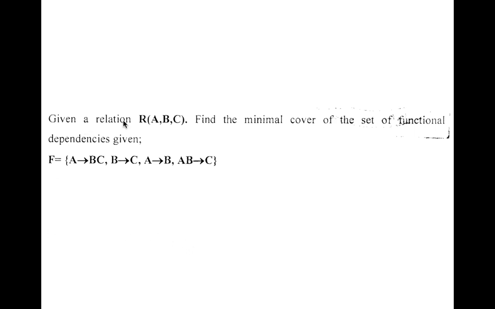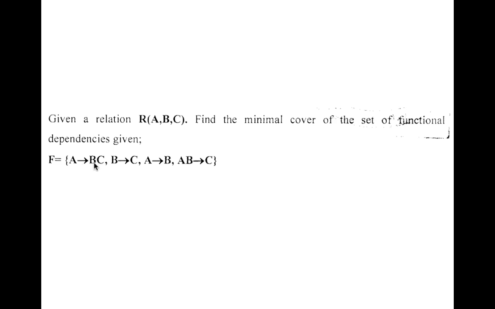So there's a relation R(A, B, C), and we need to find the minimal cover of the set of dependencies F. The dependencies given are A gives BC, B gives C, A gives B, AB gives C. This is a university question, and you need to find the minimal cover of F. In this, that first step would be required. I will just give a clue for that. The rest of the things you may try to solve yourself.